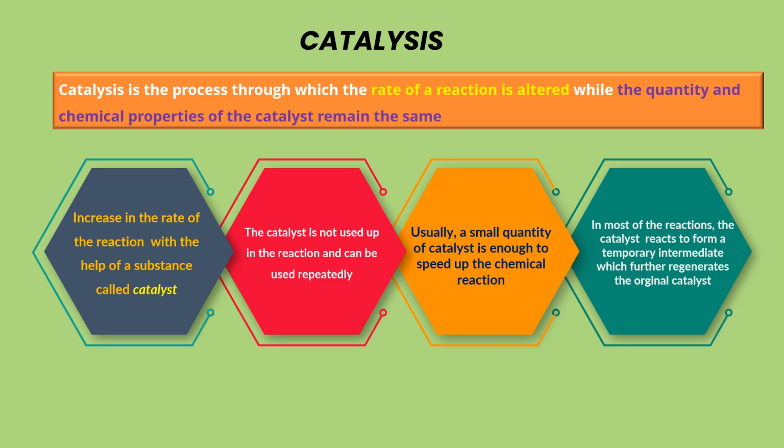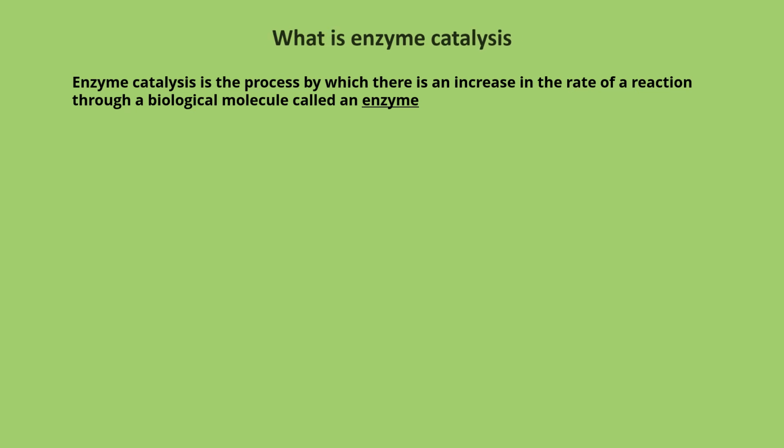Principles of enzyme catalysis. Catalysis is the process through which the rate of a reaction is altered while the quantity and chemical properties of the catalyst remain the same. These reactions usually show an increase in the rate of the reaction with the help of a substance called a catalyst. The catalyst is not used up in the reaction and can be used repeatedly. Usually, a small quantity of catalyst is enough to speed up the chemical reaction. In most of the reactions, the catalyst reacts to form a temporary intermediate which further regenerates the original catalyst.